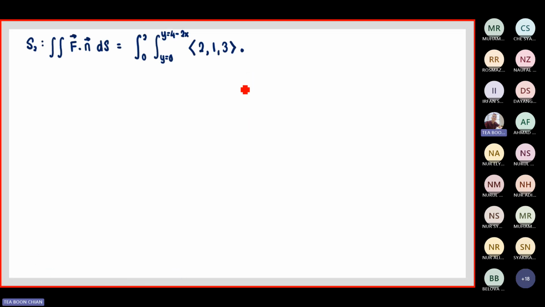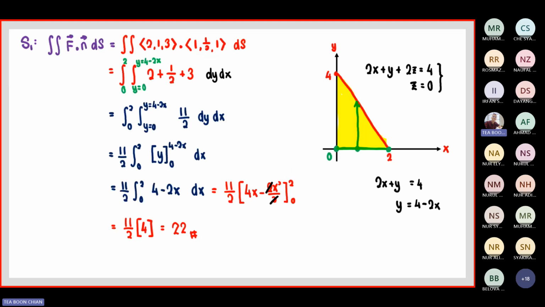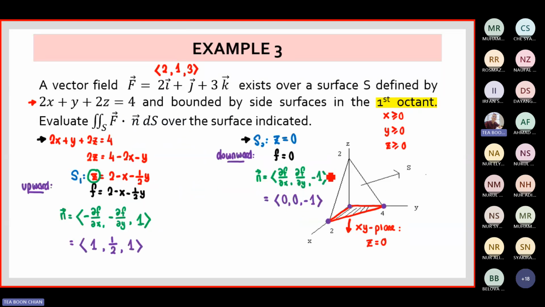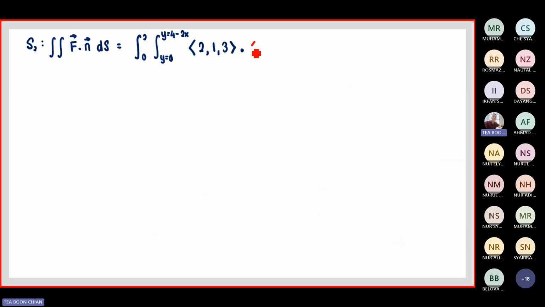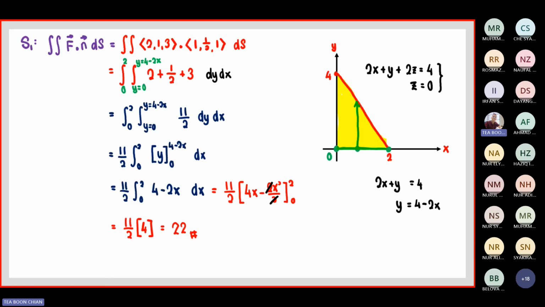The only thing that will be different is the normal vector. The normal vector acting downward, if I refer back to the slide, will be 0, 0, -1. So dot 0, 0, -1. And the rest will be the same. This is still dy dx. So if you look carefully at the whole setup here, the only part that is different is the end. The rest here, in dark blue color, are exactly the same as in S1. That's why I mentioned yesterday, once you know how to compute S1, S2 should be easier to handle.